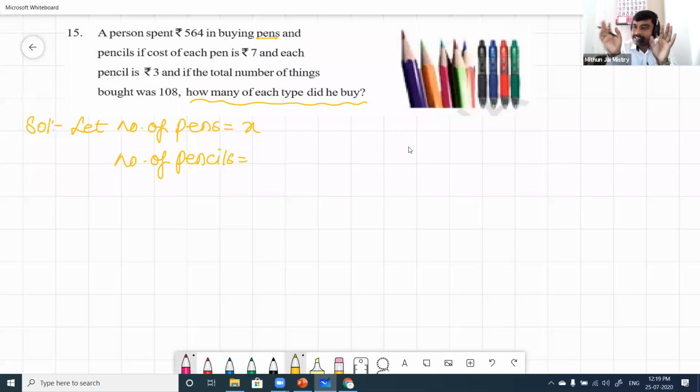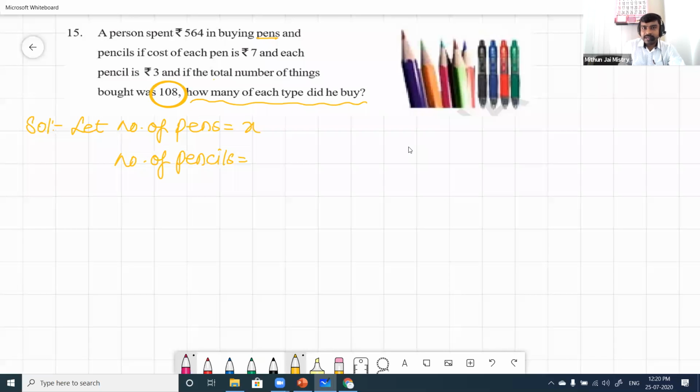Total things which I bought is 10. 4. Very good. Thank you. So how can you tell? Total things minus number of pens? So 10 minus 6 will be 4. So similarly here also you can see that totally it was 108.